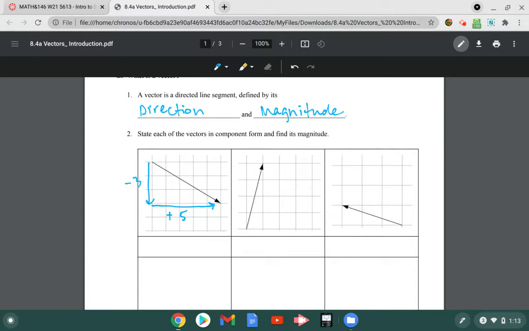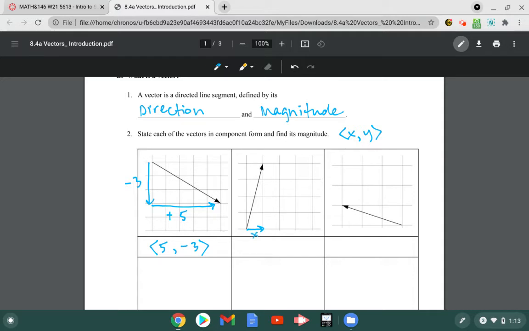This is reminiscent of the slope, right? So I'm going to go ahead and put it in component form, which is X comma Y. So in component form here, this one is going to be, I go positive 5 and I go negative 3 in the Y direction.